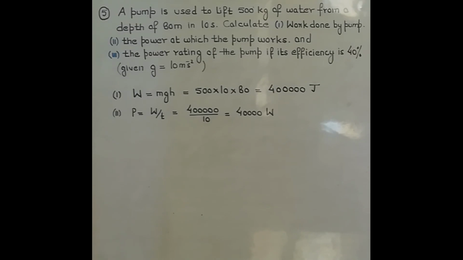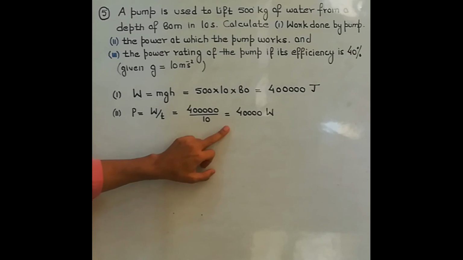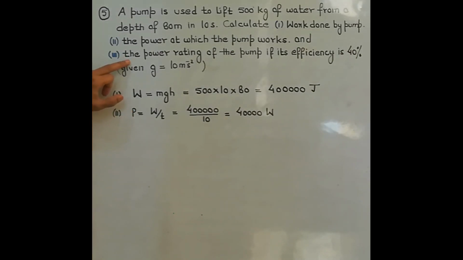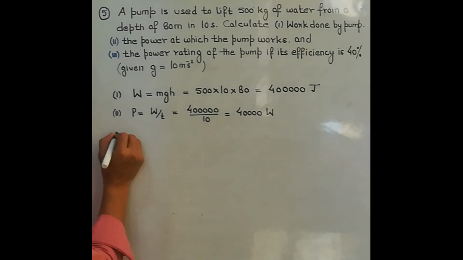Third part, the power rating of the pump if its efficiency is 40%. Now just see what this statement means. Power rating of the pump is to be calculated. That means we have to calculate the input power, and what we have calculated is the output power. This power that we have calculated is output power. And in the question they are asking you to calculate the power rating of the pump, that means input. So here we can write like this.